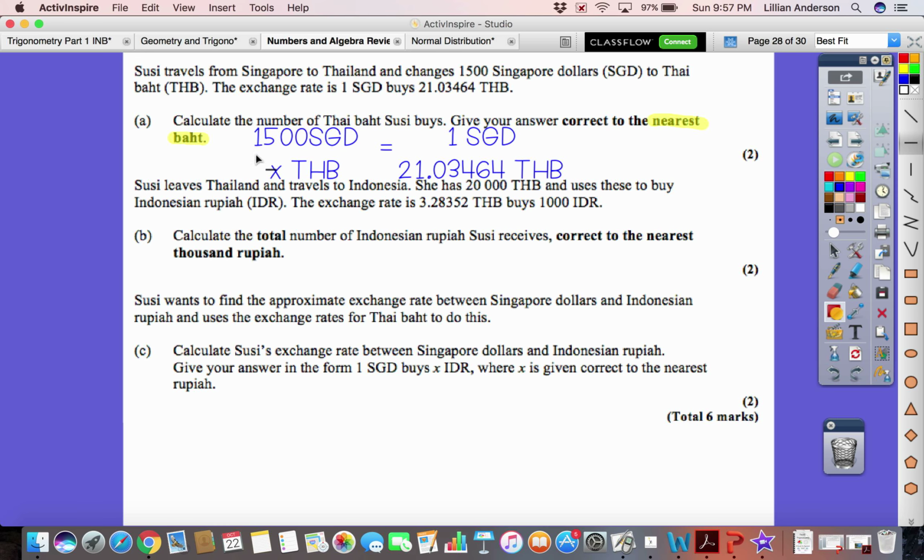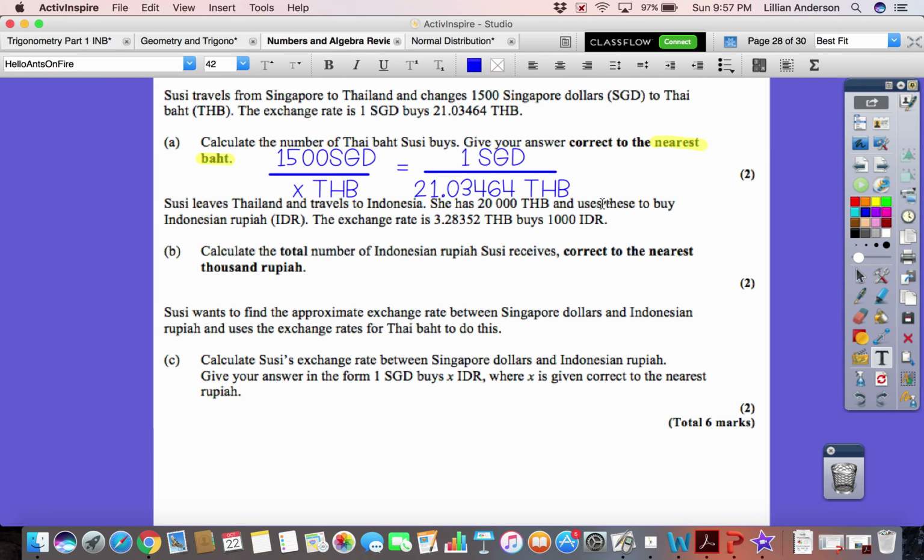Okay, remember a proportion is probably the easiest way to go about trying to solve these particular problems. And as you can see here, what you'll actually end up doing is multiplying 1,500 by the conversion to get your final answer, which again, you are rounding to the nearest baht. So your answer for this is going to be 31,552 baht. Now, if you did not round to the nearest whole, the nearest baht, like the question says, then you lost a financial penalty.